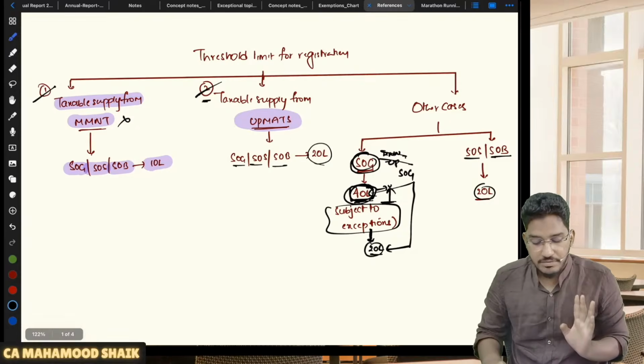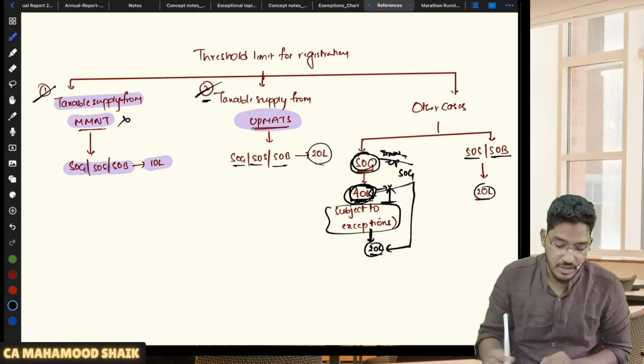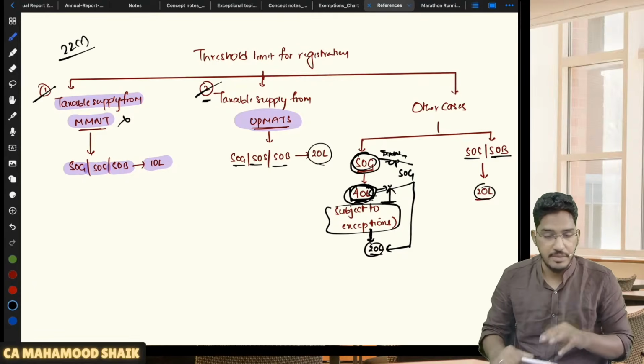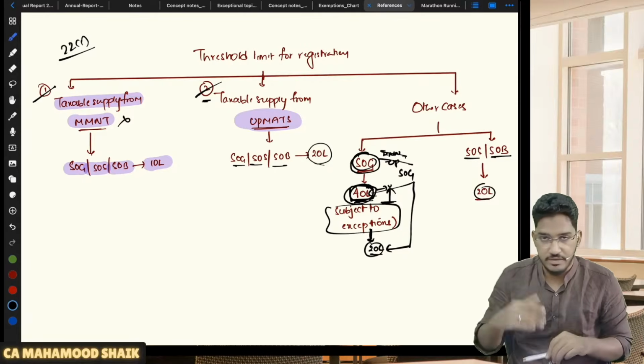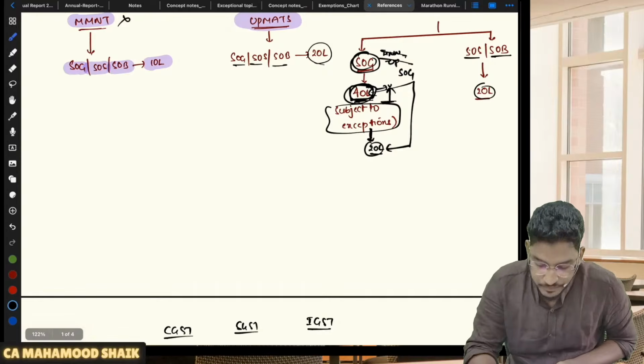So if you are a person liable for compulsory registration, when a person will become liable for registration under section 22 subsection 1, whatever I have told you now, that is 22 subsection 1. So what is the applicable threshold limit? Determination of applicable threshold limit is very important. For this you can refer to that chart. There are a few more cases also where a person will become liable for registration under 22.